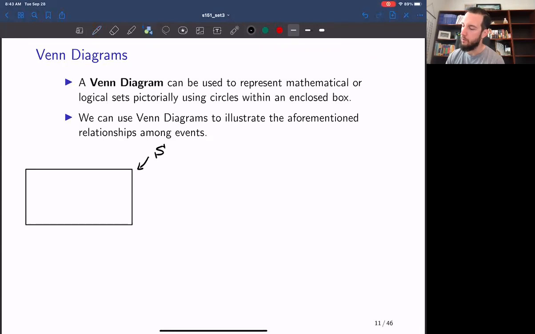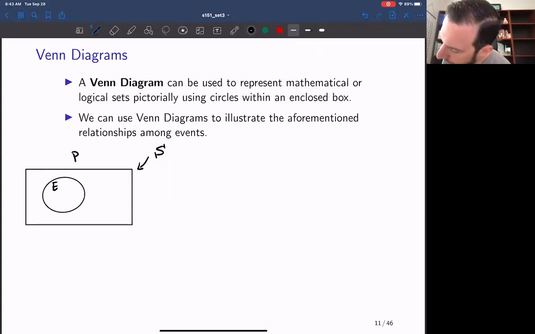Within the box, we draw some shape. Most often we use, for example, a circle. We're going to label the circle, I'll call the circle here capital E. So the circle represents all of the different possibilities within the sample space that refer to the event of interest.